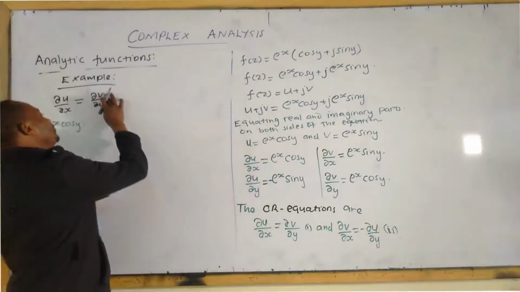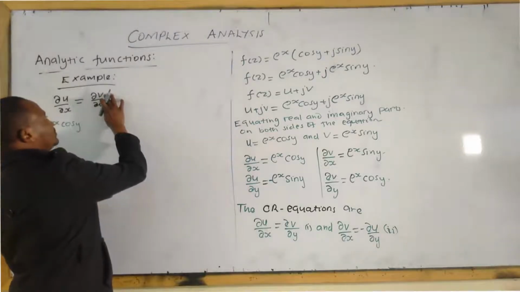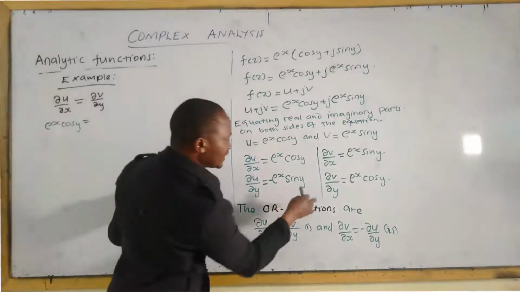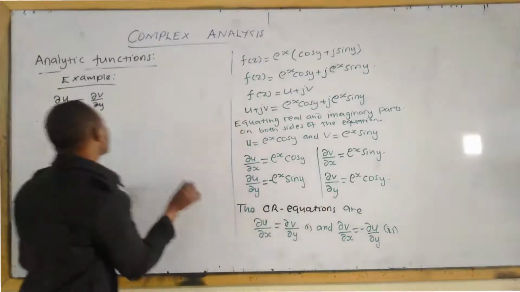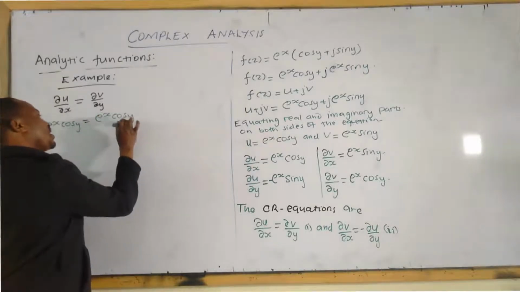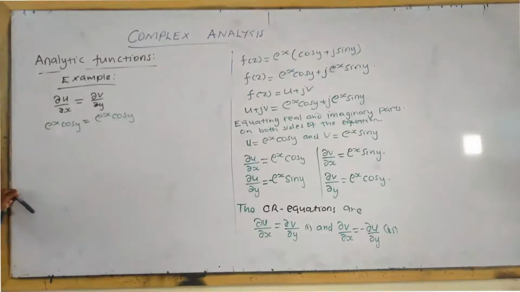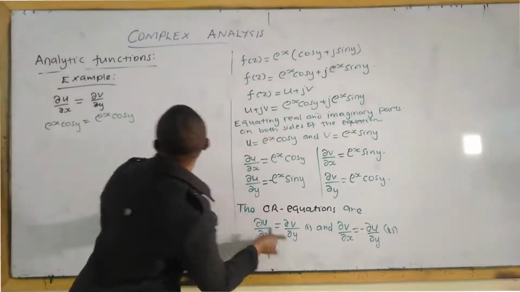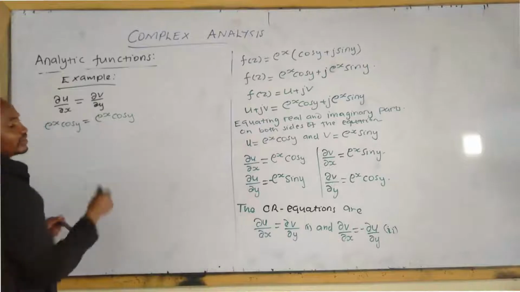Partial derivative of v with respect to y. It is again exponential x cos y. So you can see the first Cauchy-Riemann equation is being satisfied, because the two sides are equal.